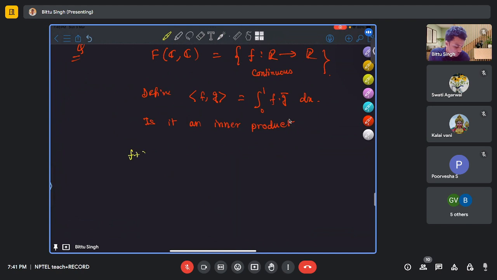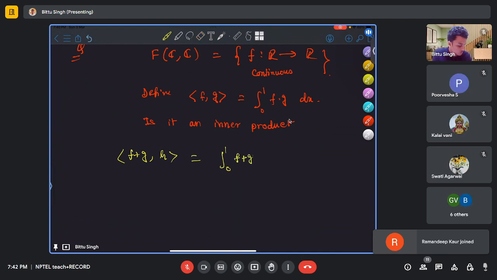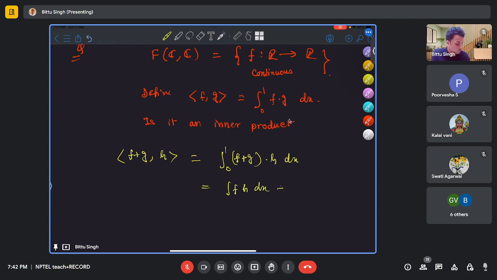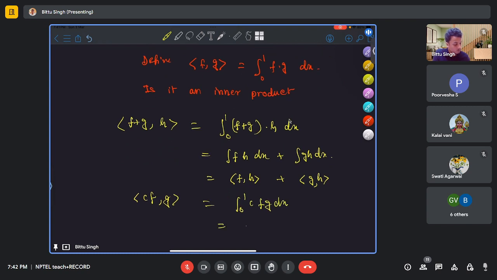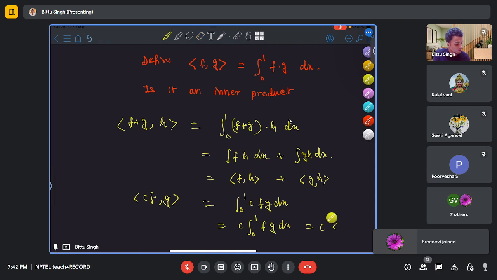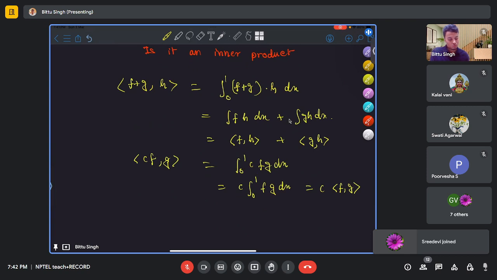So (f plus g) times h. You can see that, instead of bar, now we can take f times g. So this is the same as the integral of (f plus g) times h dx, and this is the same as the integral of f times h dx plus the integral of g times h dx. And this is nothing but the inner product of f with h plus the inner product of g with h, by definition, right? Another thing is to multiply with some scalar: c f times g. By definition, this is the integral from 0 to 1 of c times f g dx. Now you can take c out, so it will be c times the integral from 0 to 1 of f times g dx. And by definition, this is nothing but c times the inner product of f with g. So those two properties are satisfied.